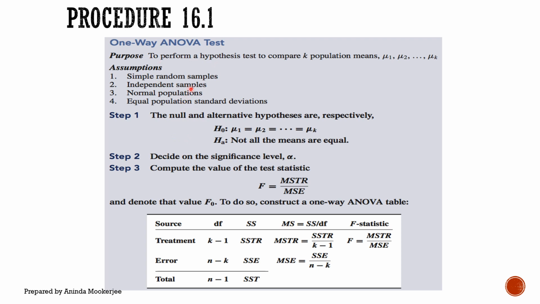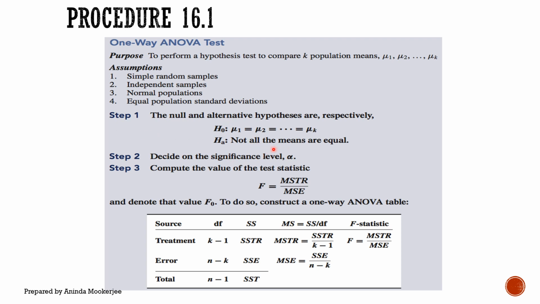Now let's go through the process of the ANOVA test in its entirety. First, the different assumptions that need to be satisfied for an ANOVA test are: it should be simple random samples, it should be independent samples, it should be normal populations, and equal population standard deviation. All right, if not exactly equal, then close.